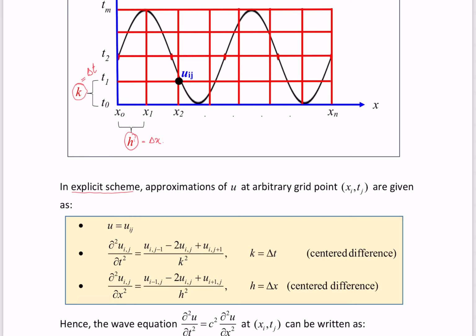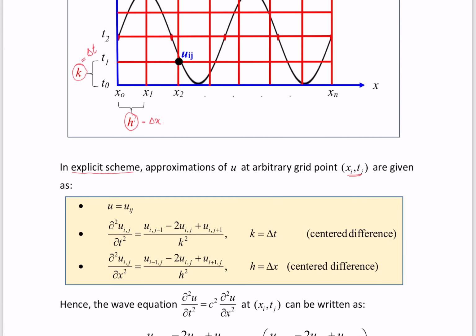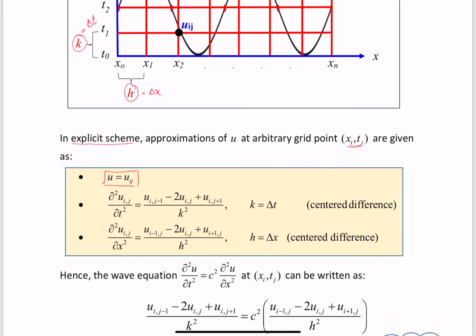And we want to approximate u at an arbitrary grid point (xi, tj). So at (xi, tj), our u becomes u sub ij, or you also can write it as u(xi, tj). Okay, this is what we want to find.